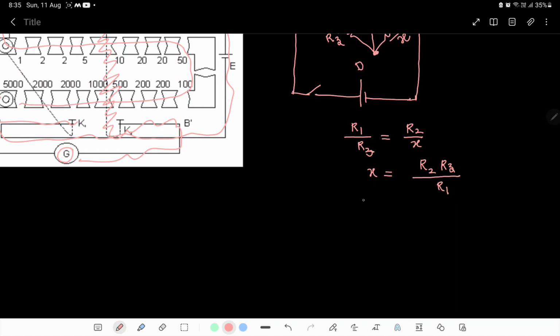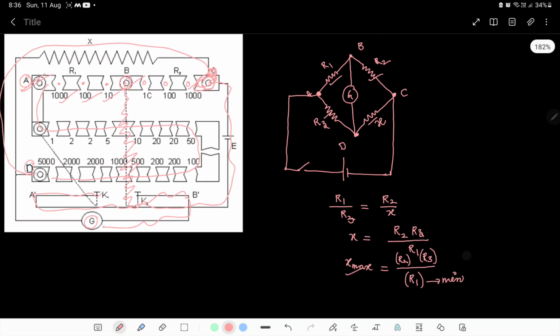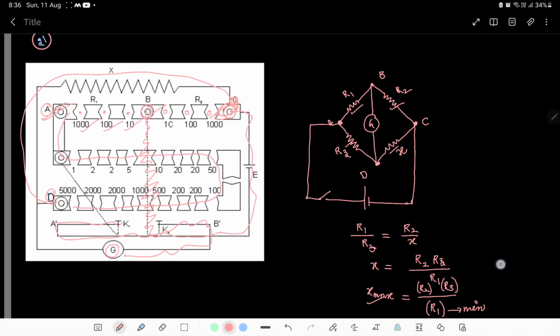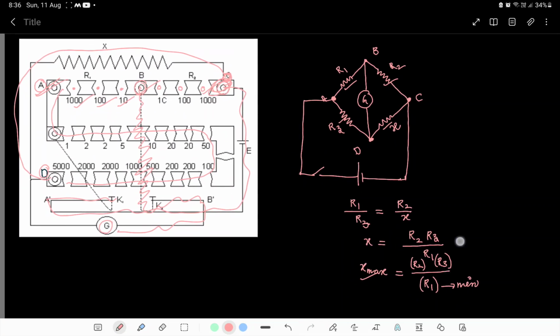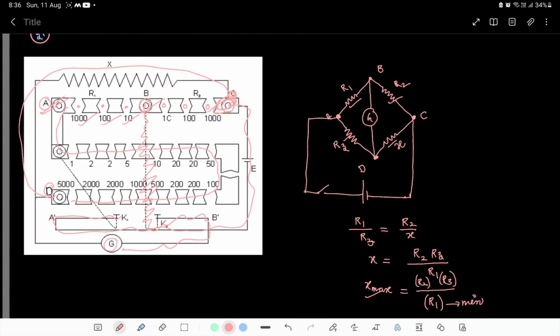So in order to get X max, this denominator, R1, should be minimum, and R2 and R3 should be maximum. R2 and R3, they both should be maximum in order to get X max. So that's the logic of the post office box in order to solve the problem, right? Clear? That's the concept we need to understand to solve the problem.